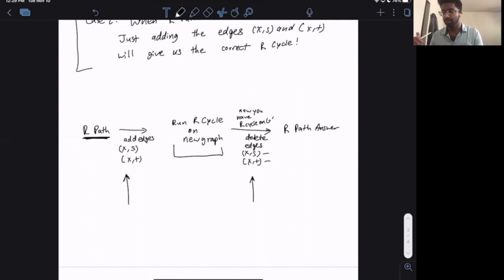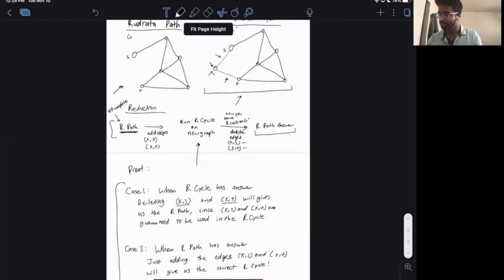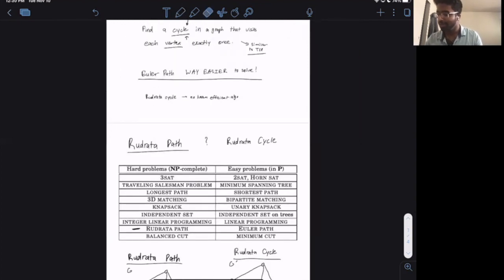I just wanted to go over it for completeness. But that's a walkthrough of the Hamiltonian path to Hamiltonian cycle problem. So now we know that the Hamiltonian path problem reduces to the Hamiltonian cycle problem, and you can show it the other way around too, which means the Hamiltonian cycle problem is not easier to solve than the Hamiltonian path problem.